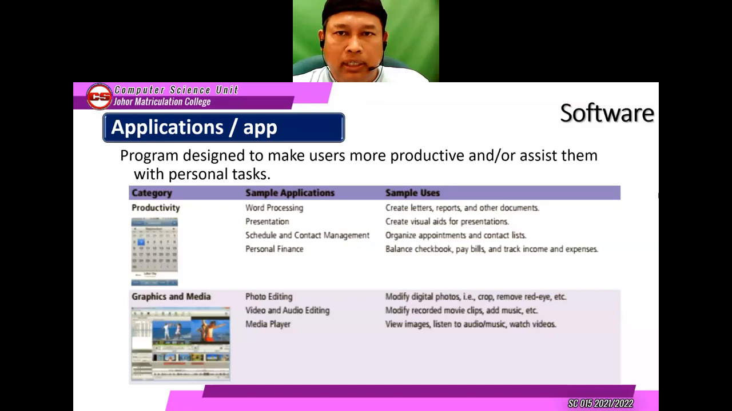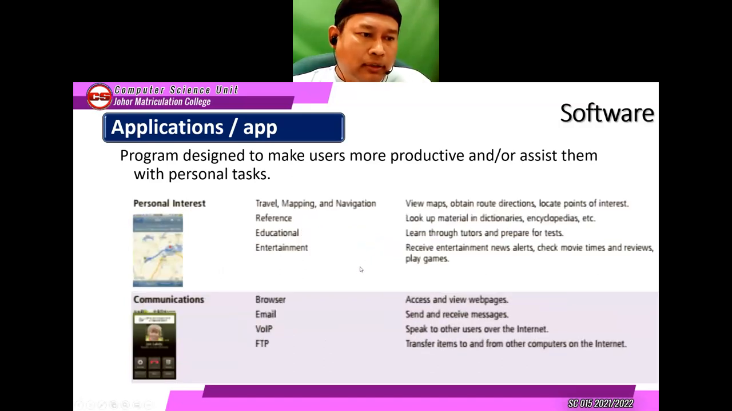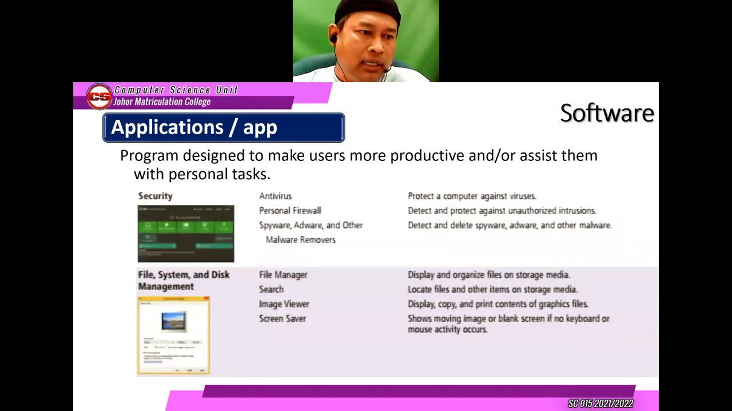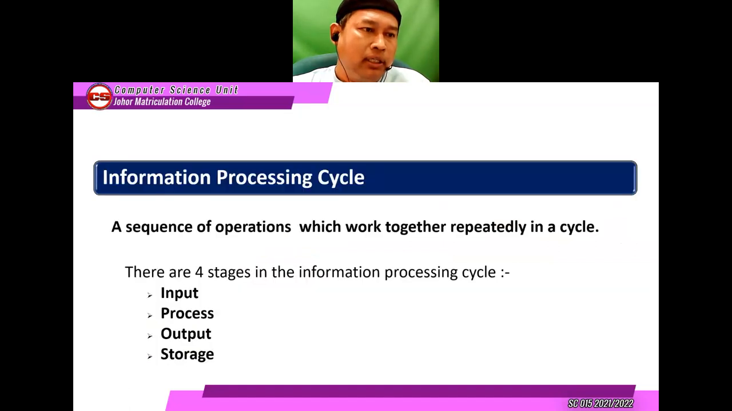Jadi kita kena guna Microsoft Office untuk kita type surat. Jadi Microsoft Office itu ialah application software. Okay, this is an example of application software used for graphics, productivity, personal interest, and communication. This is an example of application software. Security, file system and disk management. This is system software.